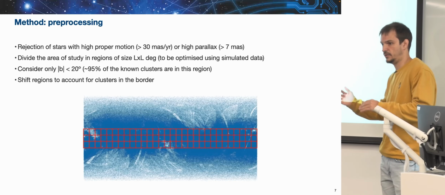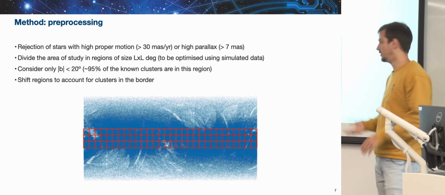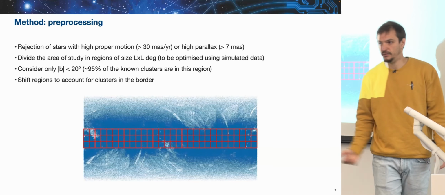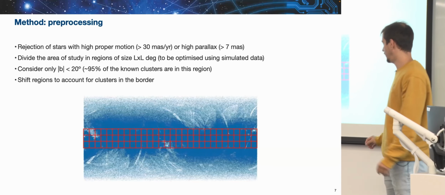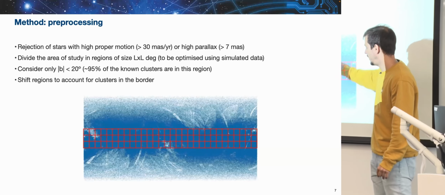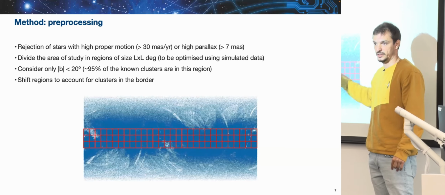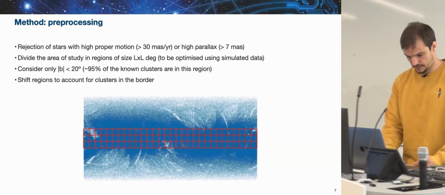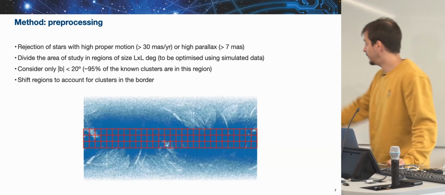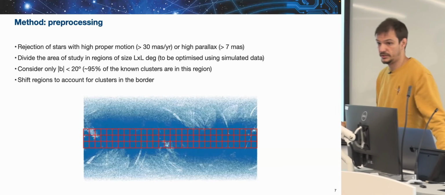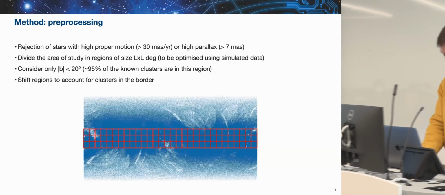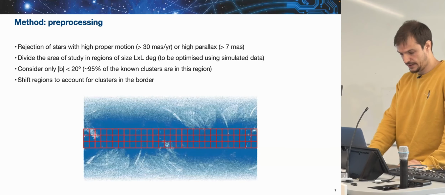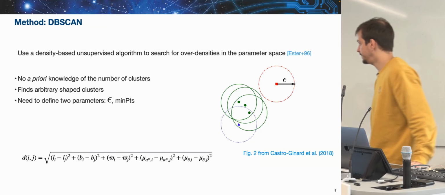To look for overdensity, we need to define an average density. If we define an average density of the whole galactic disk, then the overdensities we'll find will be meaningless, basically. So what we do is focus on different smaller areas and then look for overdensities in these smaller areas. The size of these areas is going to be optimized using simulated data, but I'm not going to go into that. Okay, so in each of these smaller areas, we run the DBSCAN.